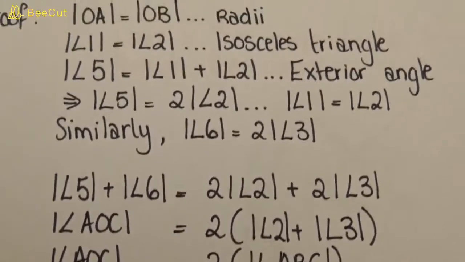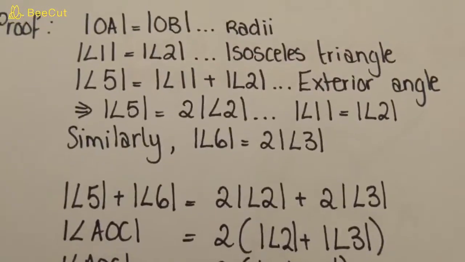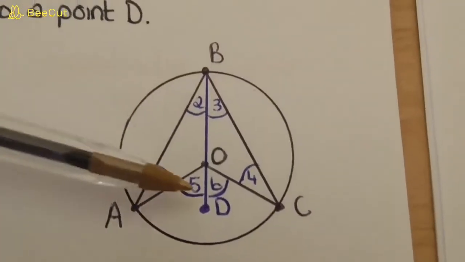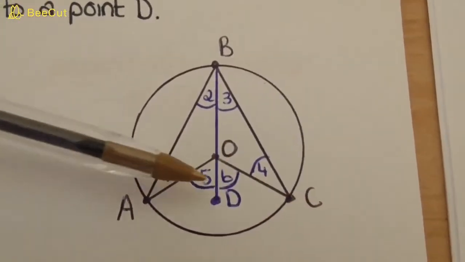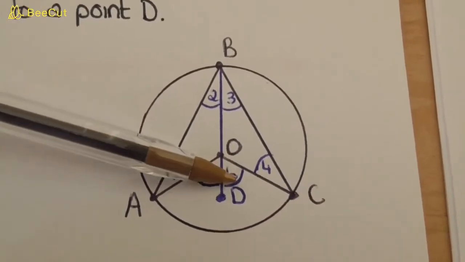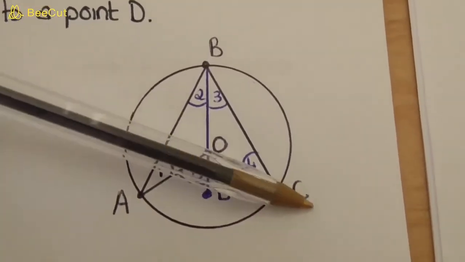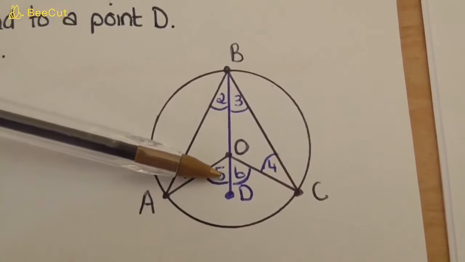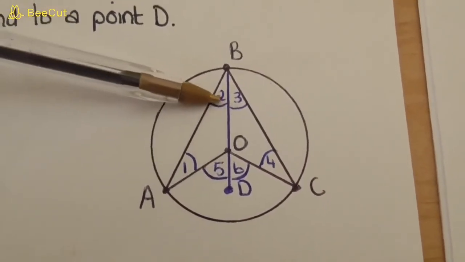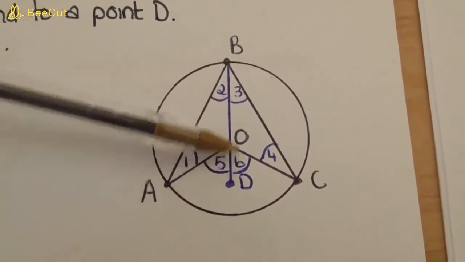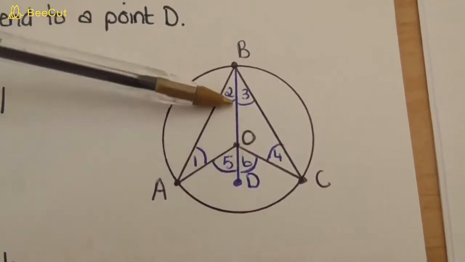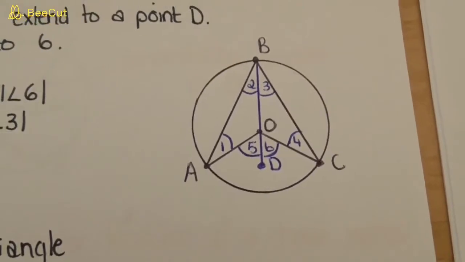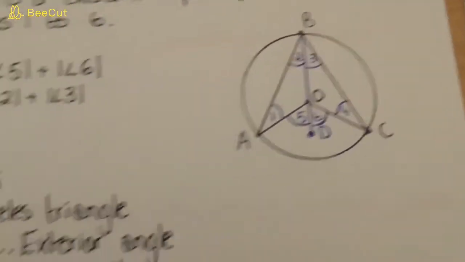Now, angle 5 and angle 6. So look at angle 5 and 6. This is angle 5 and this is angle 6, which is technically angle AOC altogether. So the two of those angles added together is that full angle. But I already know that angle 5 is equivalent to twice angle 2. And I know that angle 6 is equivalent to twice angle 3. So if I add the two of those together, I should get twice the two of those added together.